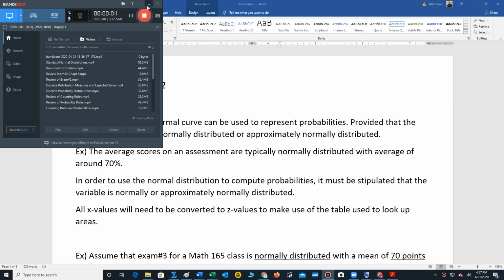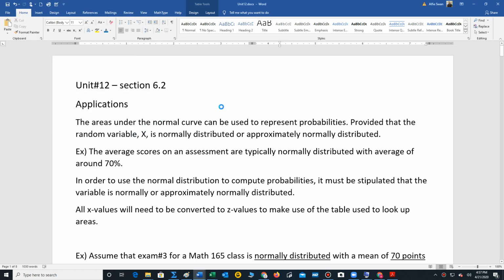Okay, so now we're going to move on to section 6.2, which deals with applications of the normal distribution. It turns out the areas under the normal curve can be used to represent probabilities. Remember, what's the maximum area under the curve? 1. The minimum would be 0, so that coincides with our theory for probabilities.